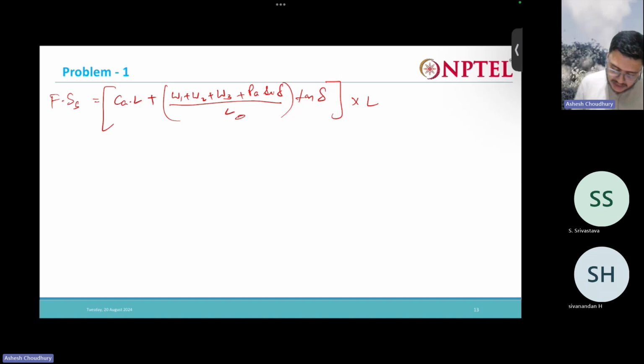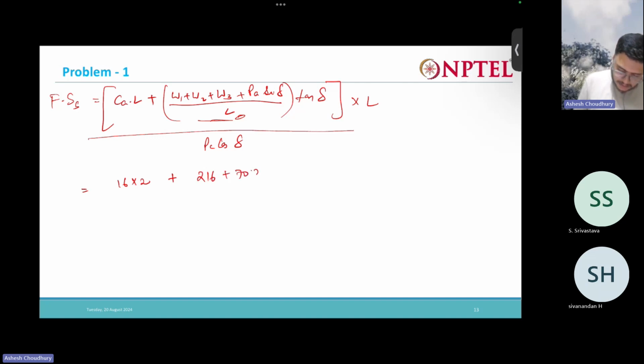So we are taking the average here, average force. Divided by PA cos delta. So we'll get 16 into 2 plus 216 plus 72.